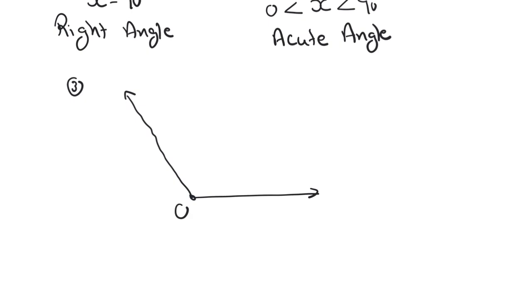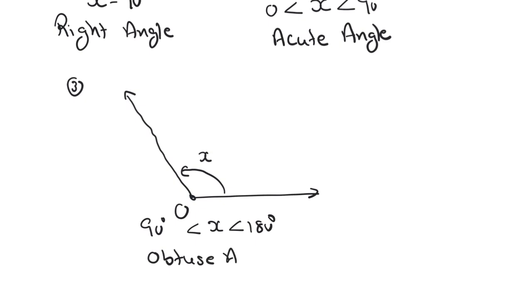Great. Now, any angle that is greater than 90 degrees, for example, let's look at this. This is the vertex O. An angle that is greater than 90 degrees, but of course less than 180 degrees, an angle which is between 90 and 180, is called an obtuse angle.